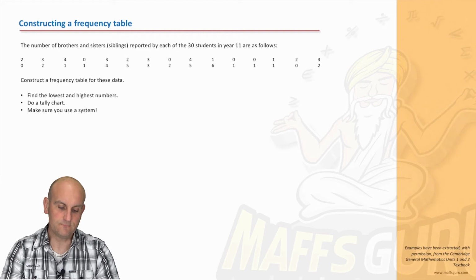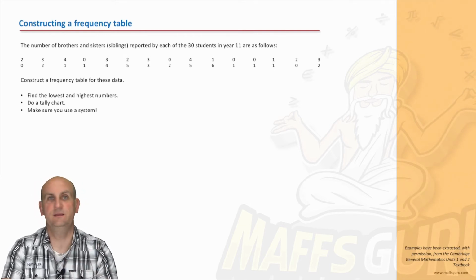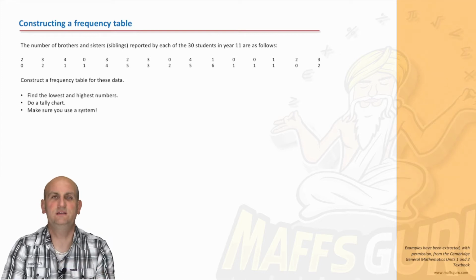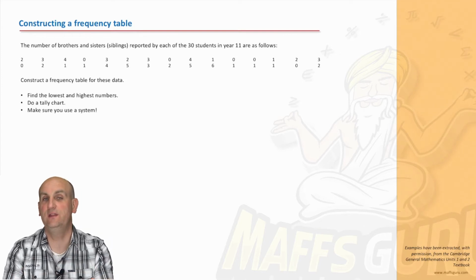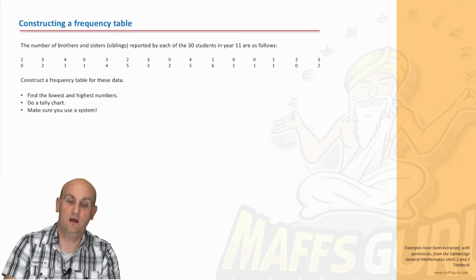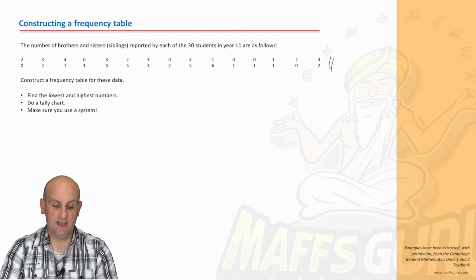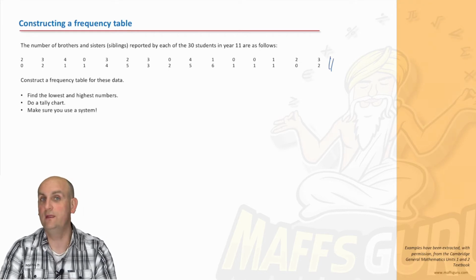So we're now going to look at constructing a frequency table of this information. In the previous video, strangely, we just already had it there. In this video, which feels like we're doing it slightly backwards, we're now going to construct a frequency table. The numbers of brothers and sisters reported by each of the 30 students in Year 11 are as follows.